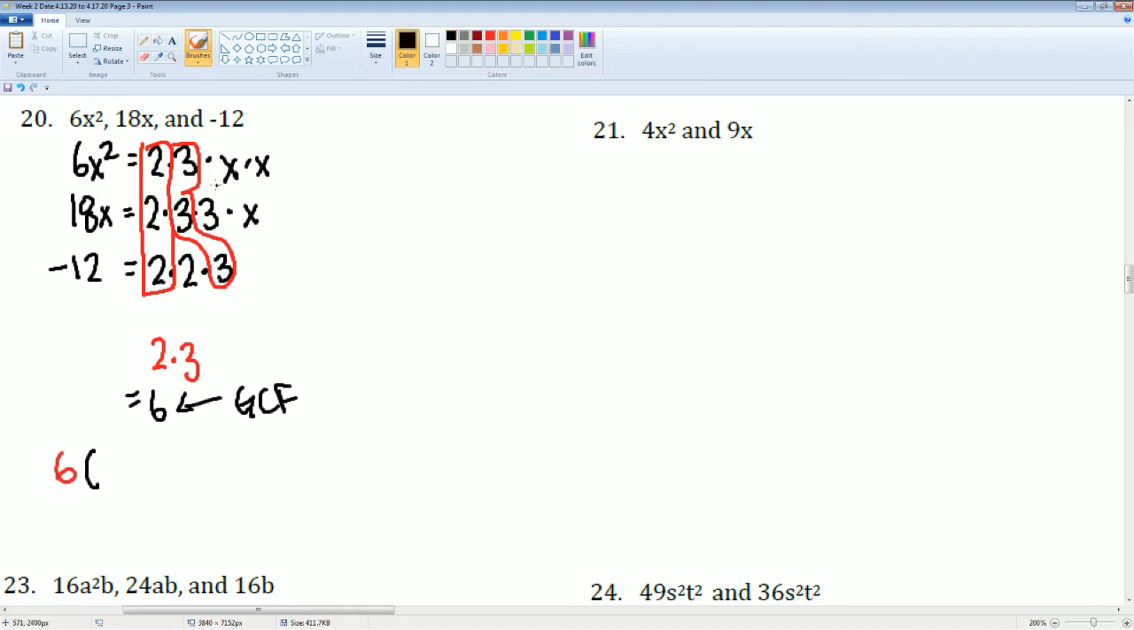Parentheses. What's left on top? X times x is x squared. What's left here? 3 times x is 3x. And this is a negative, right? So it's negative 2 that's left. So that's how it would look after you factor. All right?